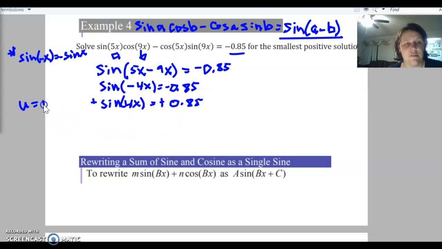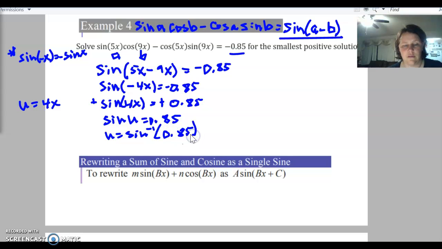Now we can go ahead and multiply both sides by negative 1, turn those into a positive, and then also let's do a u substitution. So we get u equals 4x. So now we have sine of u is equal to 0.85. Okay, 0.85. Now let's solve for u. So u is going to equal the arc sine of 0.85. Okay. So on your calculator, go ahead and find what the arc sine of 0.85 is.